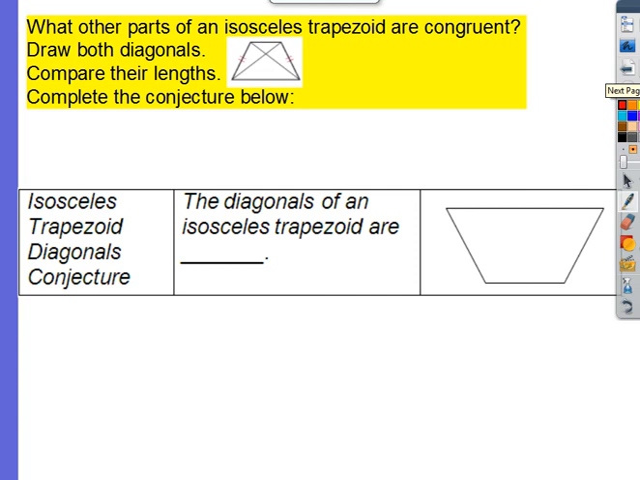And the isosceles trapezoid diagonals conjecture. The diagonals of an isosceles trapezoid are also congruent. The diagonals of an isosceles trapezoid are congruent. So we have both the base angles of an isosceles trapezoid are congruent and the diagonals of an isosceles trapezoid are congruent.